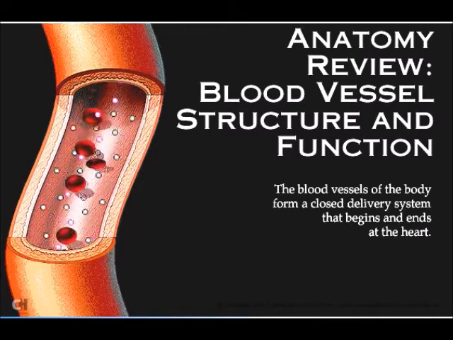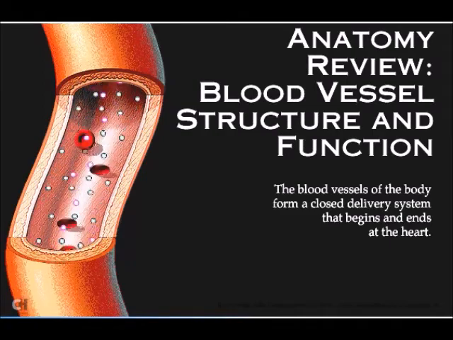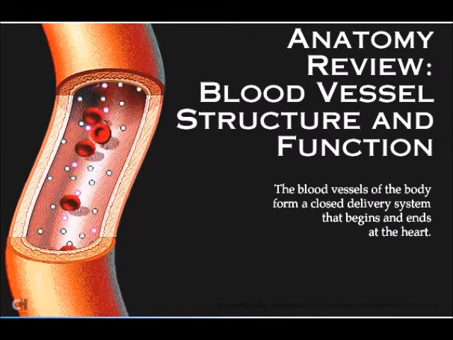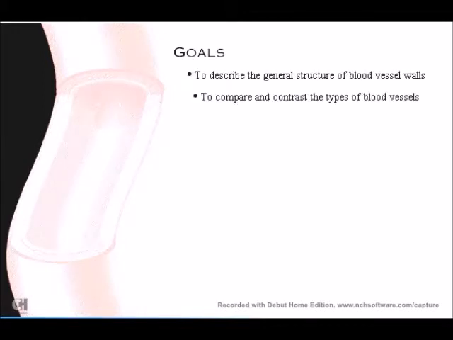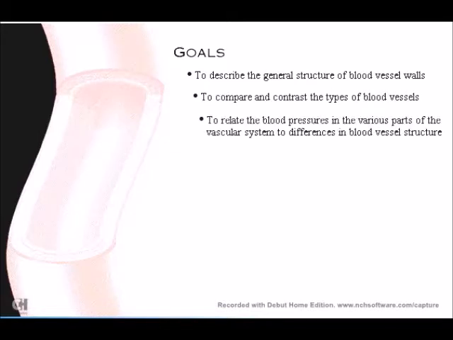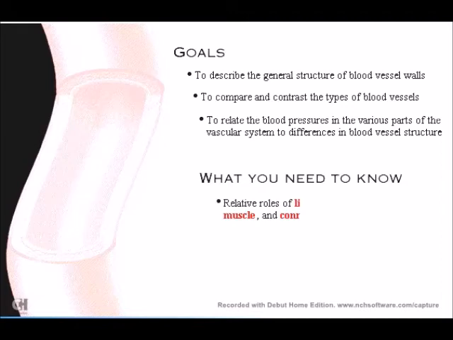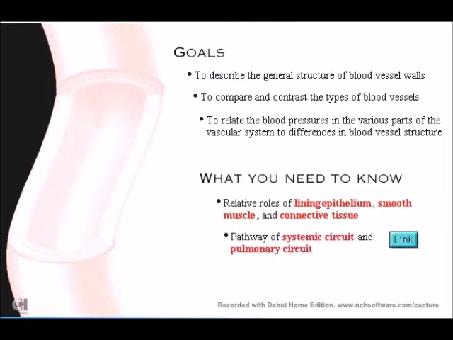The blood vessels of the body form a closed delivery system that begins and ends at the heart. Your goals for learning are: to describe the general structure of blood vessel walls, to compare and contrast the types of blood vessels, to relate the blood pressures in the various parts of the vascular system to differences in blood vessel structure. Here's what you need to know: the relative roles of lining epithelium, smooth muscle, and connective tissue, and the pathway of systemic and pulmonary circuits.